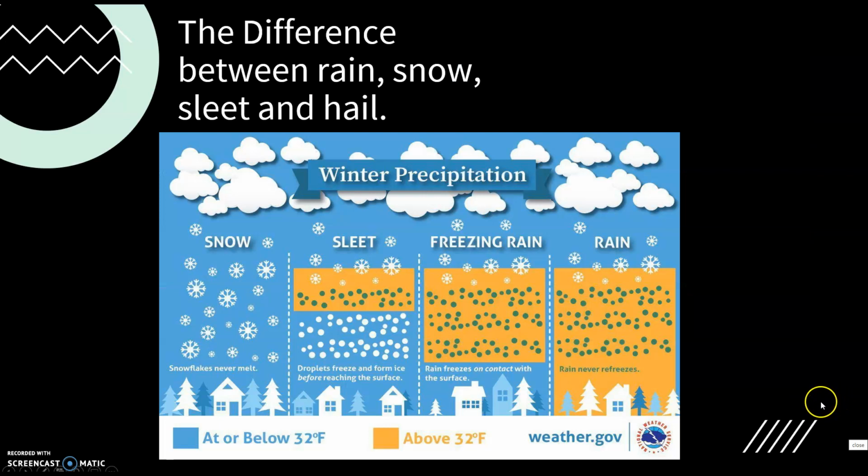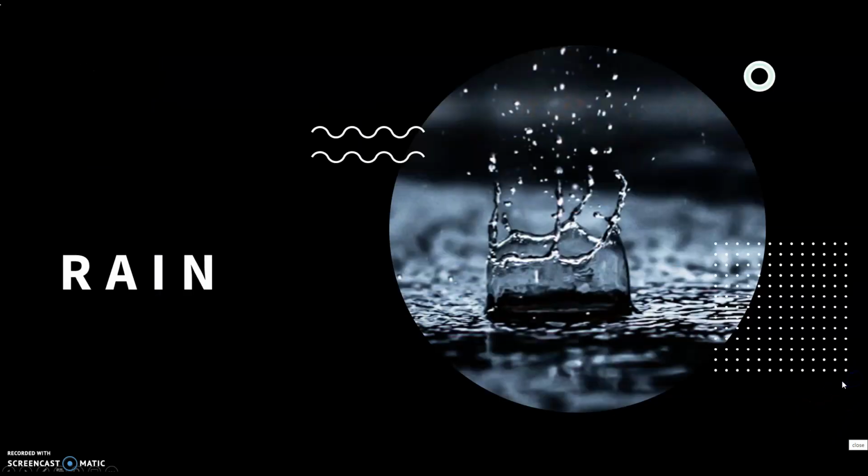What is the difference between rain, snow, sleet, and hail? Rain is drops of water that fall from a cloud to the ground. Rain will fall in temperatures above freezing. Rain droplets tend to be about 0.5 to 5 millimeters in size.